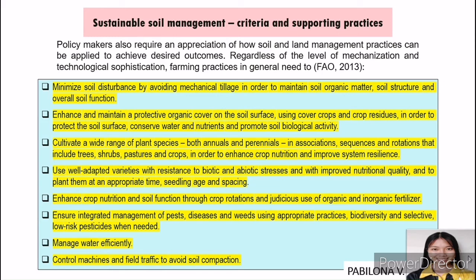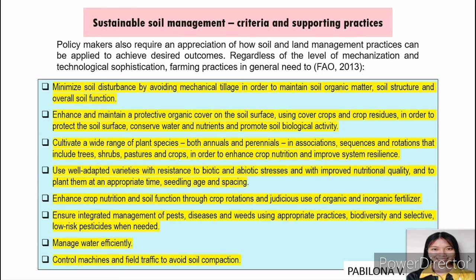Cultivate a wide range of plant species, both annuals and perennials, in association, sequences and rotations that include trees, shrubs, and pasture crops in order to enhance crop nutrition and improve system resilience. Use adapted varieties with resistance to biotic and abiotic stresses and with improved nutritional quality, and plant them at an appropriate time, seedling age and spacing.